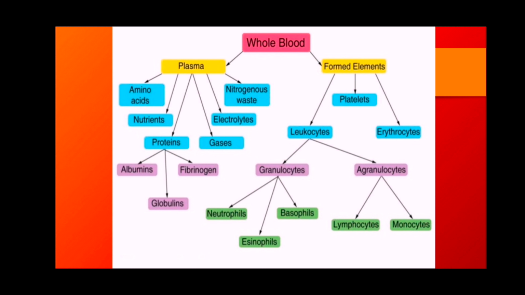For the proteins, we have albumins, globulins, and fibrinogen. For the gases, we have nitrogen, oxygen, and carbon dioxide. For the electrolytes, we have sodium, potassium, magnesium, sulfate.